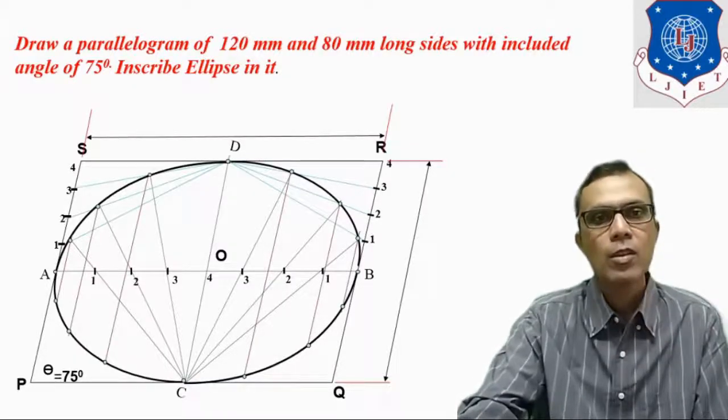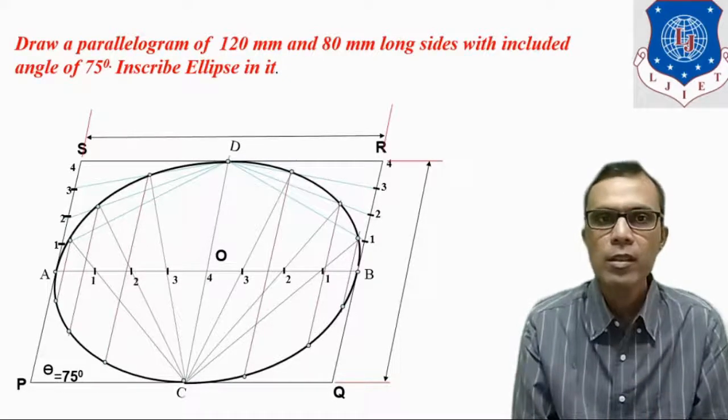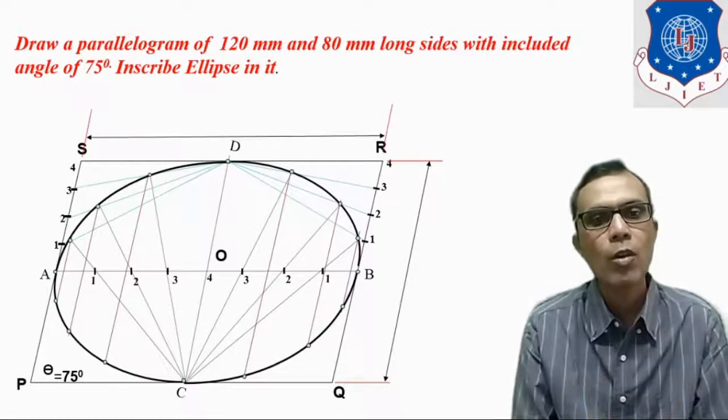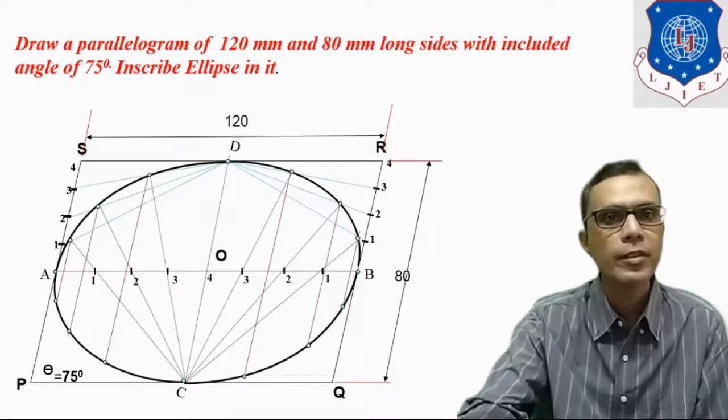That is the ellipse. So we have drawn the ellipse by the concentric circle method, then the rectangle or oblong method, and the parallelogram method.